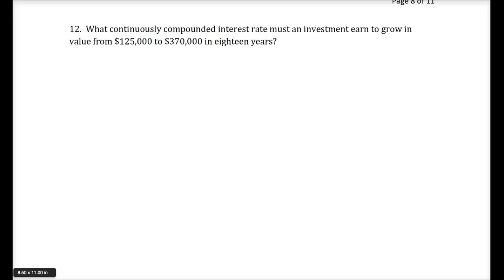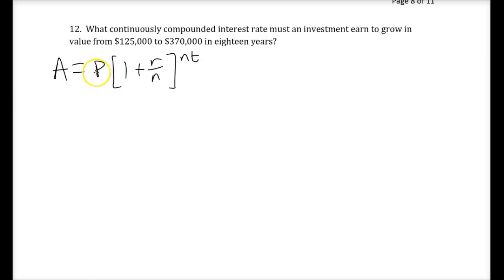So to know this, we first have to know what the continuously compounded interest formula is. And so we have a regular compound interest formula, and then we have one that is continuously compounded. So I'm going to list both so that you know the difference. So our regular compound interest formula looks like this.